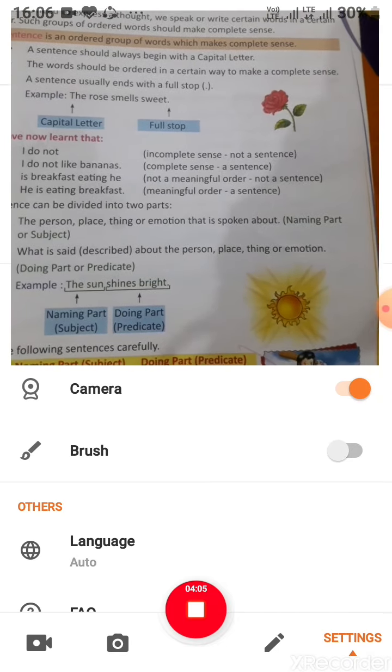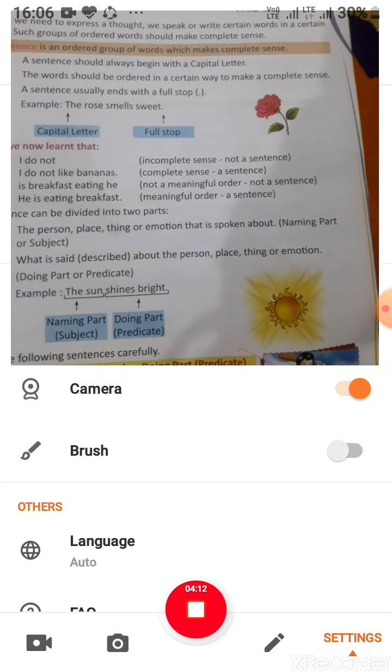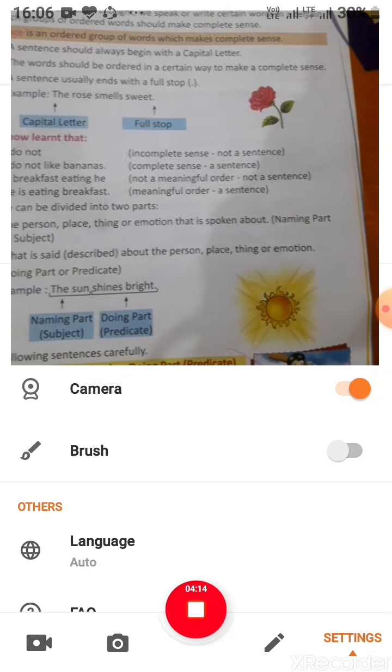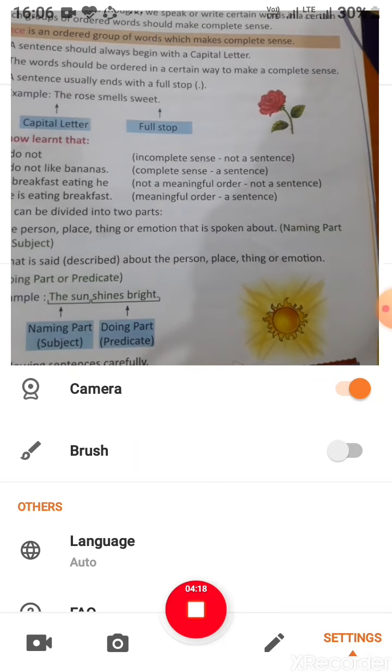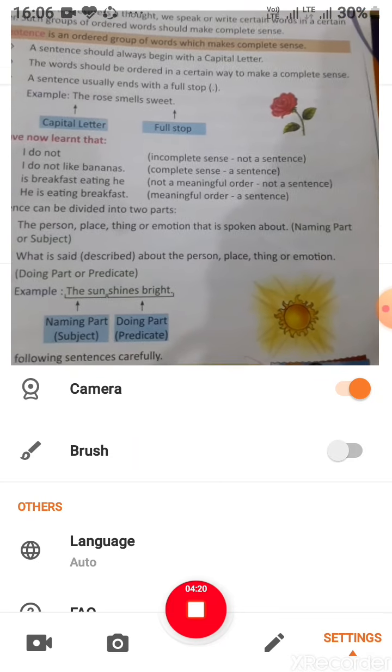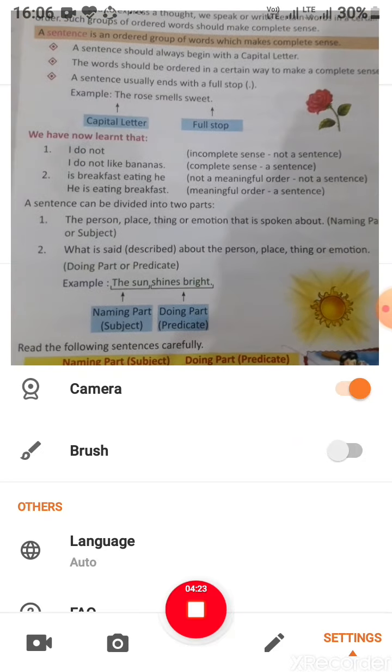For example, see, the sun shines bright. We are talking about the sun. So the naming part is the sun. So it is the subject. And what shines bright? It is the sun. And what is the doing part? That is shines bright. That is the doing part and it is called the predicate.